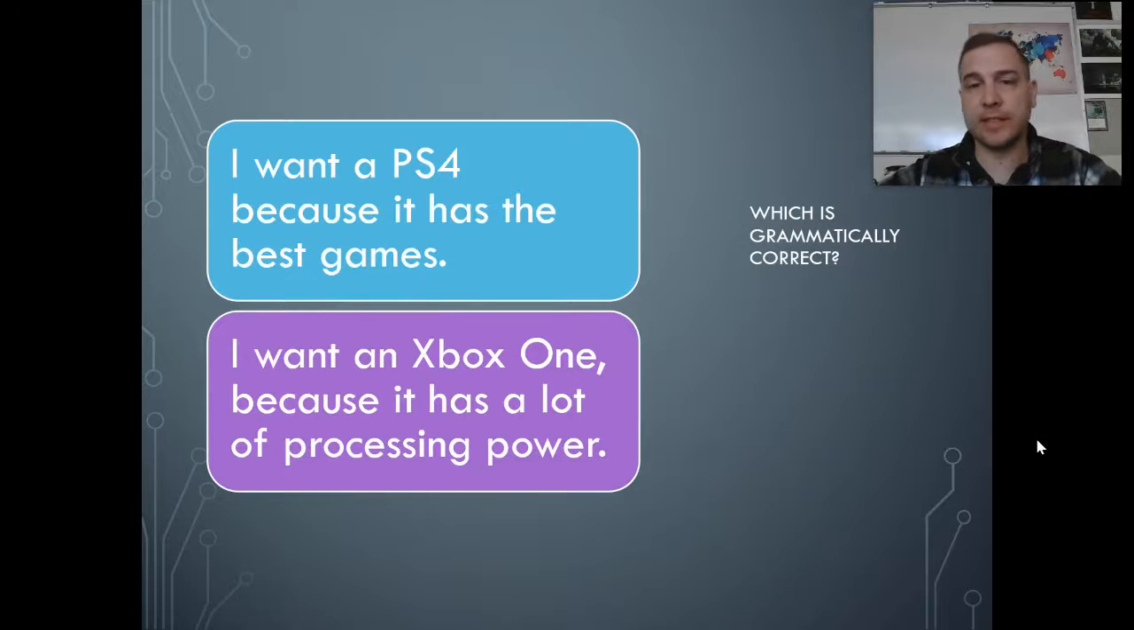So, I have two sentences here. One of them is grammatically correct and one of them is not, at least as far as the writing goes. One of them says, I want a PS4 because it has the best games. The other one says, I want an Xbox One because it has a lot of processing power. Can you identify which one is properly punctuated and grammatically correct? Take a minute and think about it. Come up with your theory because we'll be checking this in a minute.